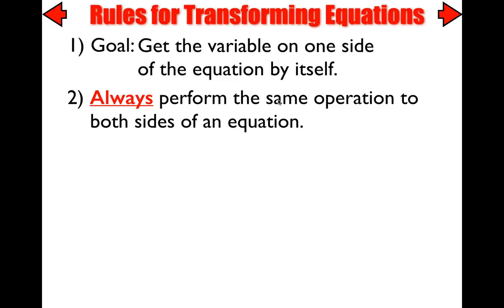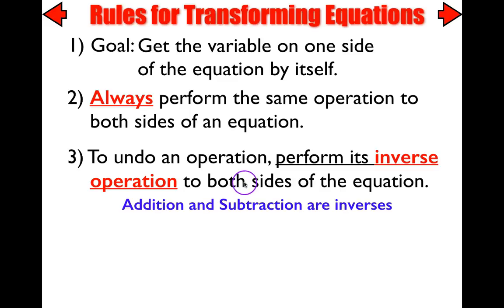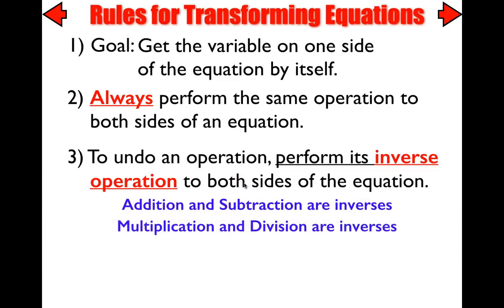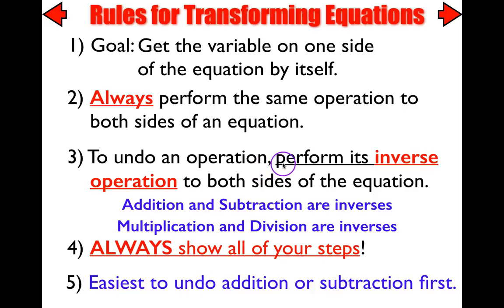Number two, always perform the same operation to both sides of the equation. So this is using the different properties of equality, whether it's addition, subtraction, multiplication, or division. Number three, to undo an operation, perform its inverse operation to both sides of the equation. And number four, addition and subtraction are inverses, multiplication and division are inverses. Number four, always show all of your steps. And last but not least, you're going to notice today it's a lot easier to undo the addition or the subtraction first versus doing multiplication or division.